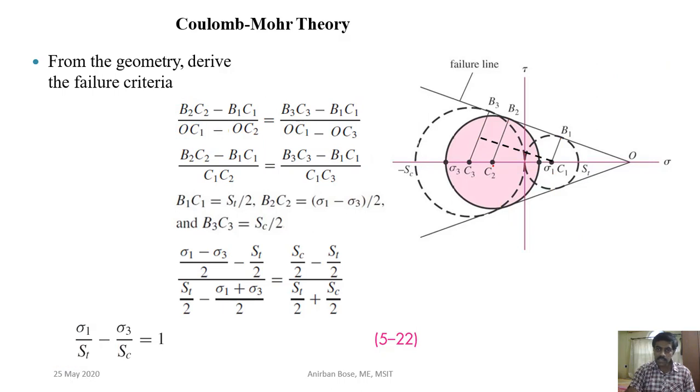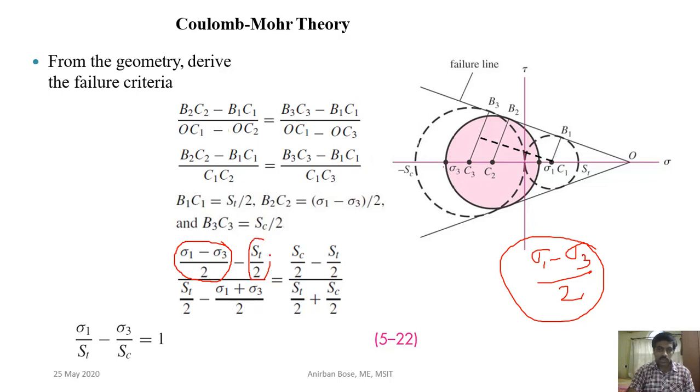For the inner circle, what is this radius? That is sigma 1 minus sigma 3, divided by 2, the diameter divided by 2. So this is what is B2 C2. Okay, so here you can see B2 C2 minus the radius of this circle, that means ST by 2.